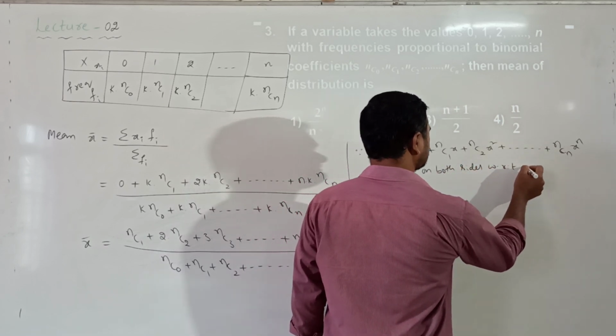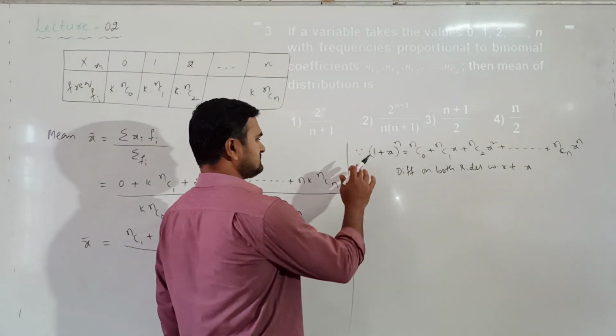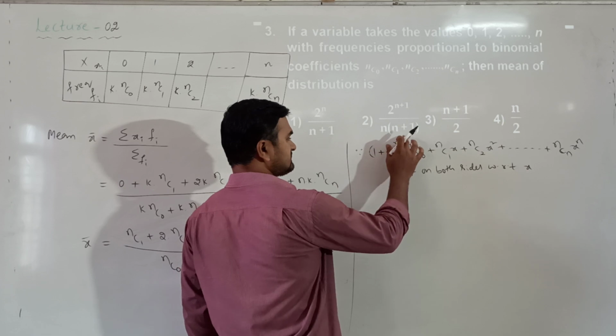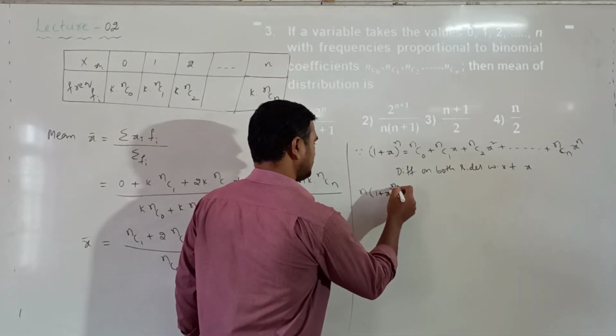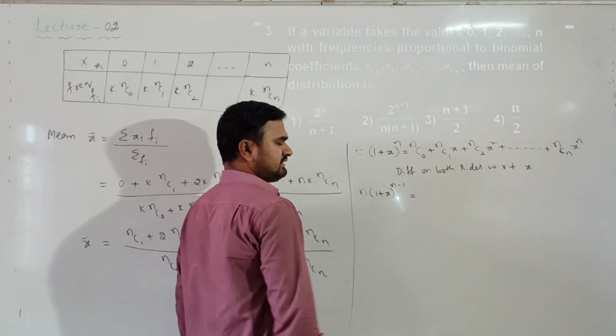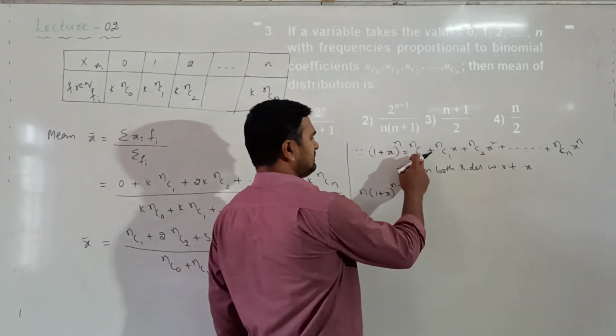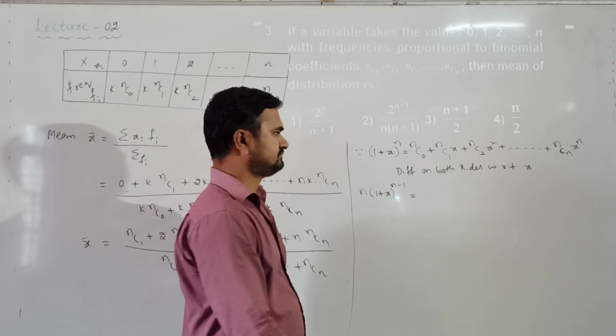With respect to x. Differentiate on both sides with respect to x. So what is the derivative of this? (1 + x)^n is n into (1 + x)^(n-1) into the derivative of 1 + x, which is 1 only. Now nC0 is constant, so its derivative is 0.